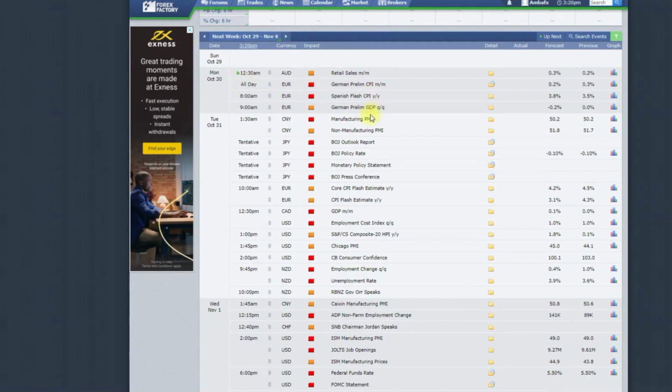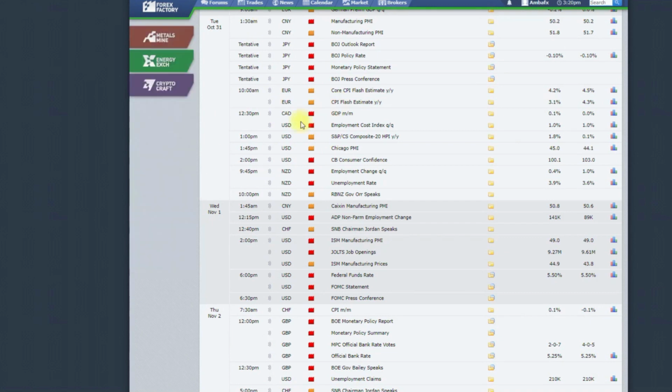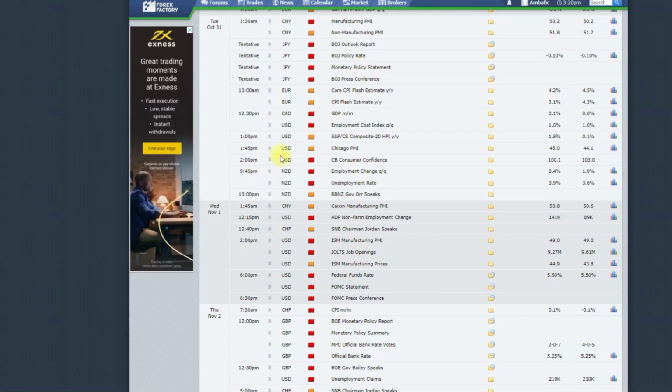So let's start from Monday. We have the Euro German prelim CPI, and then on Tuesday, this is still tentative, so we don't actually know, maybe they will release it or not, so it's still on probation. So let's see how it goes. Maybe they will release their monetary policy on Tuesday, so let's see how it actually goes. And then on Tuesday too, we have the Canadian dollar GDP, we have the US employment cost index, and the consumer confidence out of the US dollar.